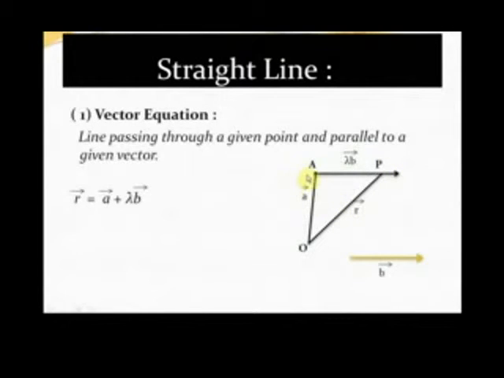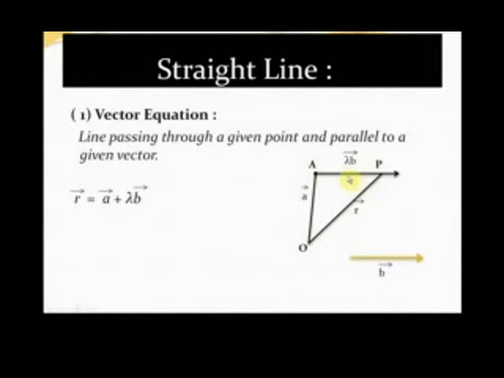Now given any point A on this line, the position vector of this point A with respect to O is vector a. So the vector OA would be equal to vector a. Similarly, let us say that any point P on this line is represented by the vector r. Here r is the position vector of this point P with respect to O. Now we construct this triangle.